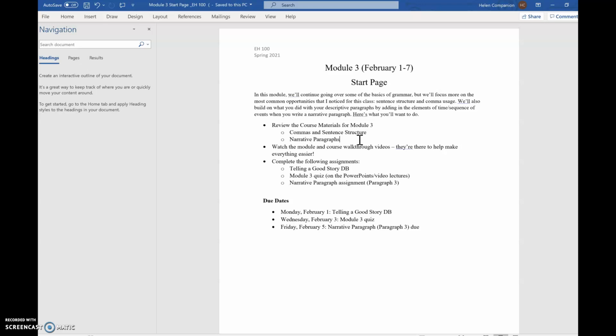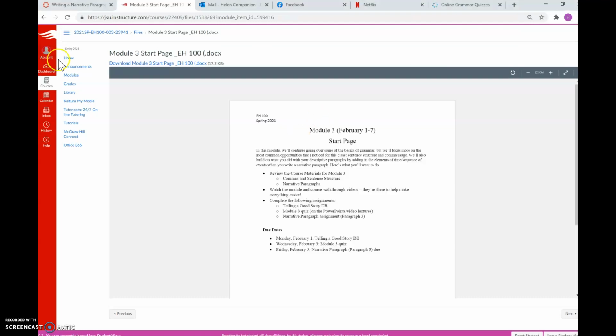Then complete 3 assignments. You're going to do the Telling a Good Story discussion board, the Module 3 quiz, which is on the PowerPoints and the video lectures, and the narrative paragraph assignment, which is paragraph 3. On Monday, February 1st, you'll have the Telling a Good Story discussion board due. On Wednesday, February 3rd, you'll have your Module 3 quiz, and on Friday, you'll have your narrative paragraph, which is paragraph 3, due. Now, let's go back over here.